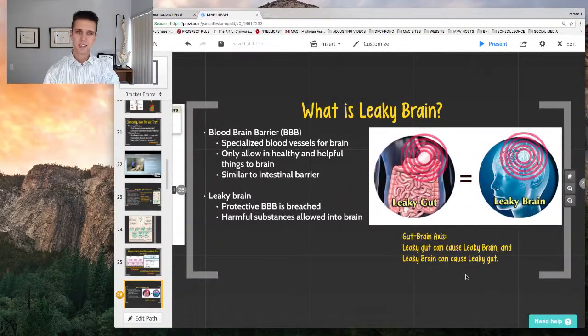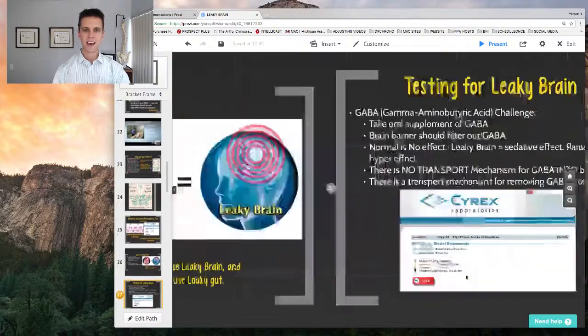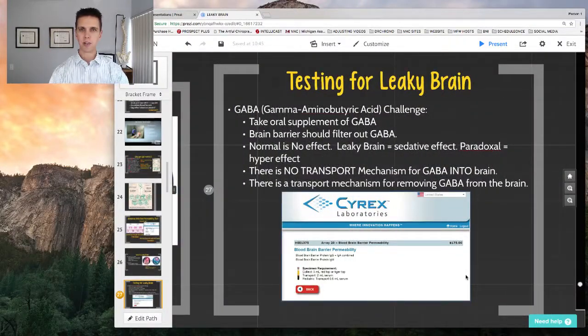Same thing with the brain. We can actually measure with the blood-brain barrier permeability test from Cyrex. This is Array 20. We can measure the blood-brain barrier protein IgG and IgA combined. So this is the new gold standard for testing for leaky brain.